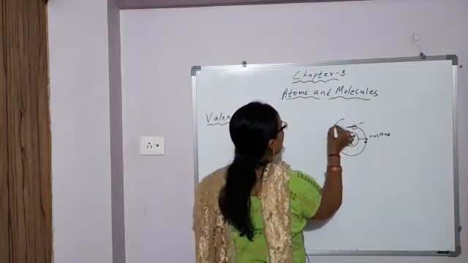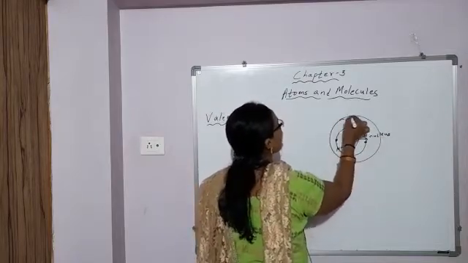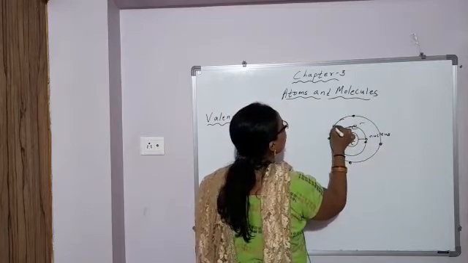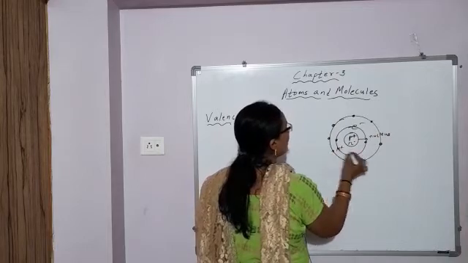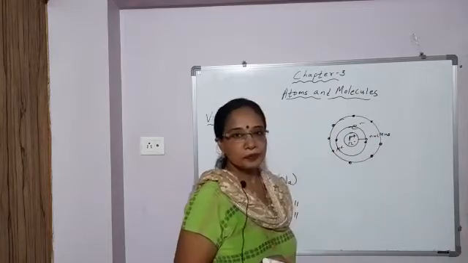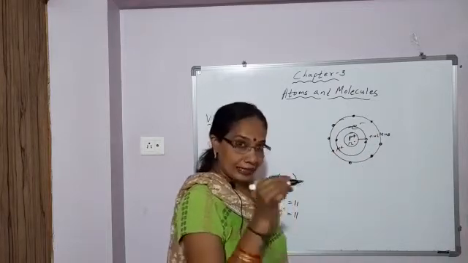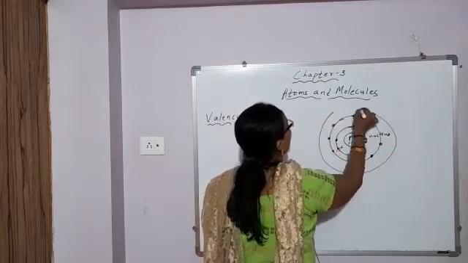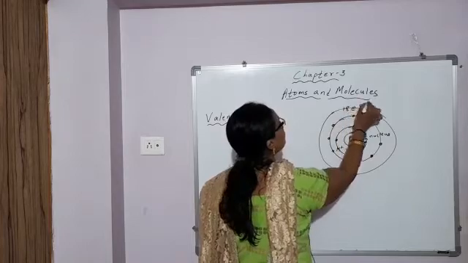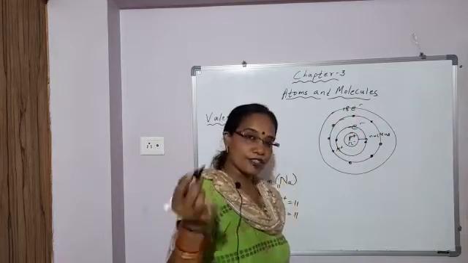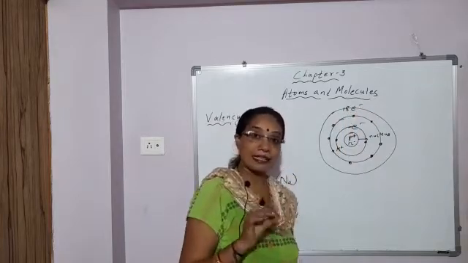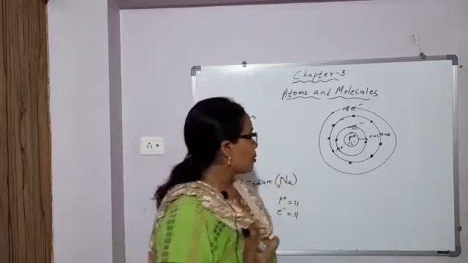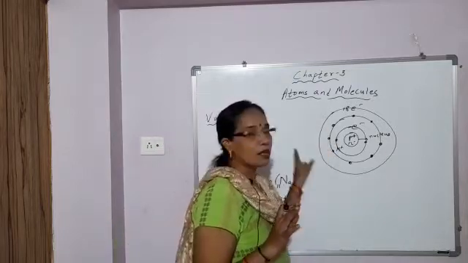Second shell, maximum capacity is 8 electrons. 1, 2, 3, 4, 5, 6, 7, 8. And third shell, maximum capacity is 18 electrons. And fourth shell, maximum capacity is 32 electrons. So this much you should know about the structure of an atom.